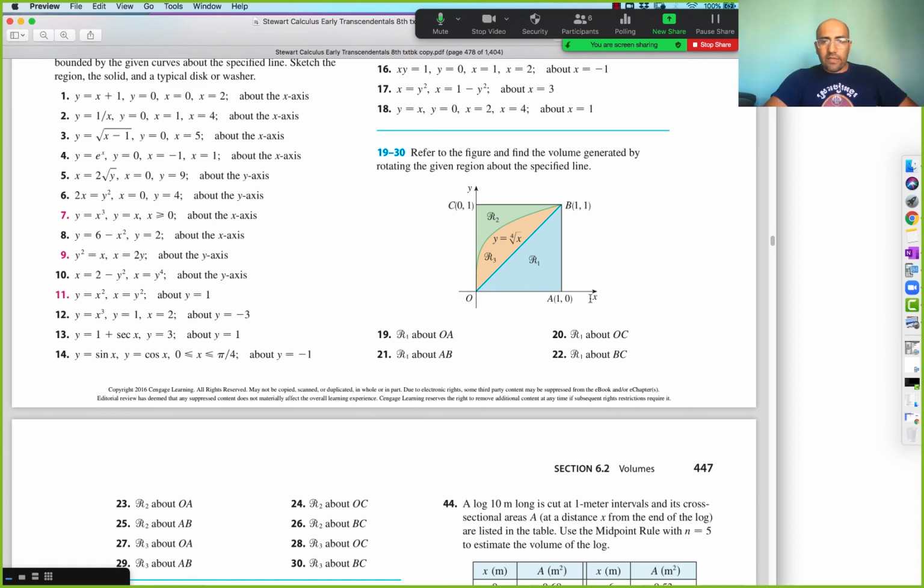So we're given this little image here, and so it says region R sub 1. So that's this blue region, rotated about the line OA. OA is the x-axis, right? So we're going to rotate this around, and when we do that, we're going to get something like a very sharp cone that comes up to this little point right there. So let me copy this down.